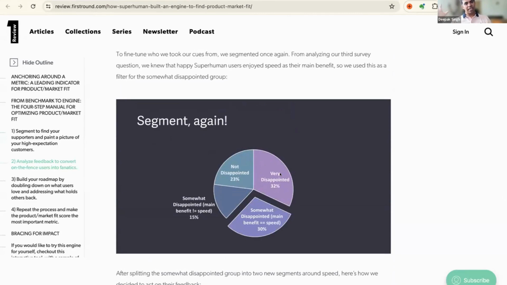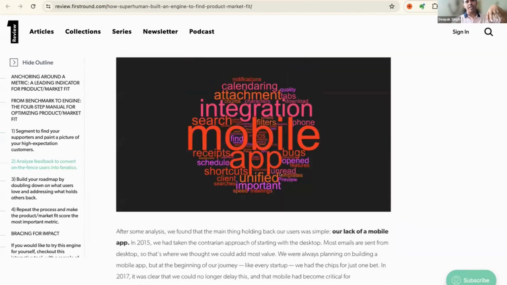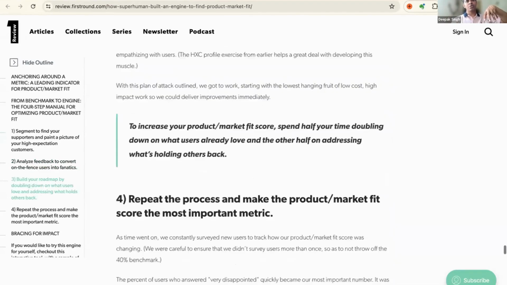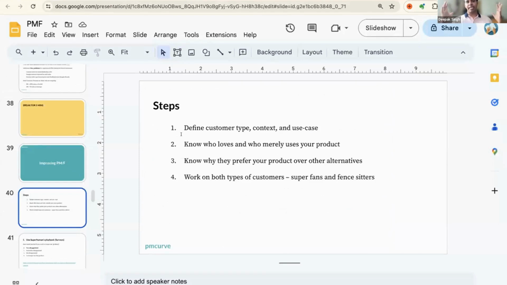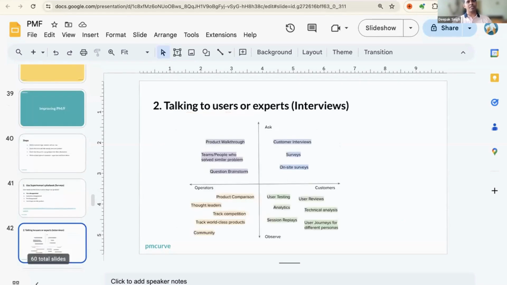Because they doubled down on these things, they could move that 22% to 32%. They could also remove a lot of users who were not part of the initial segment. So they went through this: define the customer type, context, and use case. Know who loves and who merely uses the product. Know why they prefer your product. Double down on those. And look at the fence sitters, who would be slightly disappointed but not very disappointed if you shut down the product today. Look at whether some of those can be converted by working on things that your super fans love. That's the recipe that Superhuman used, right?